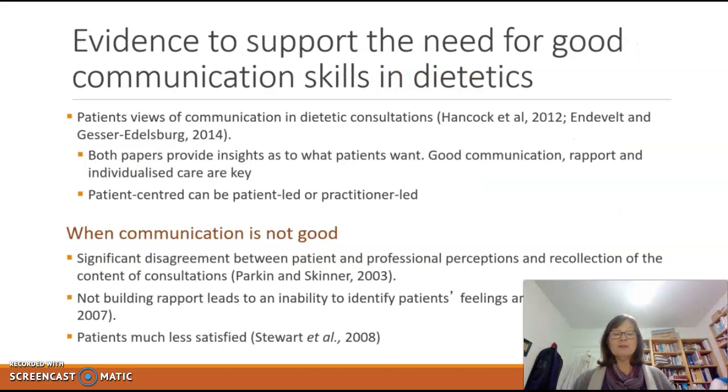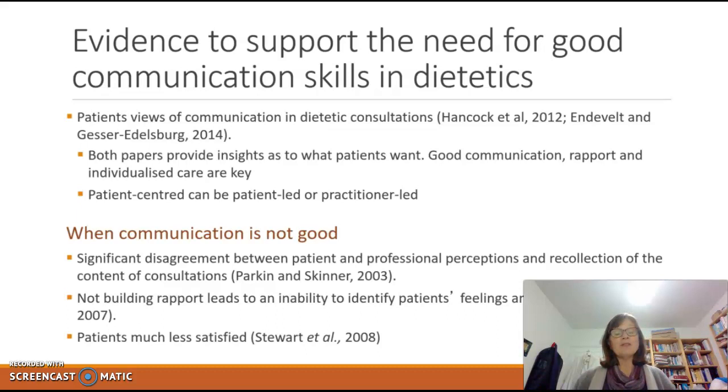So let's just have a brief look at one or two aspects of evidence. And there is so much of this around. This is just a real snapshot. So what have we got? A little bit of evidence here that I'm just giving you an idea of. And these first two papers I'm mentioning are about patients' views.